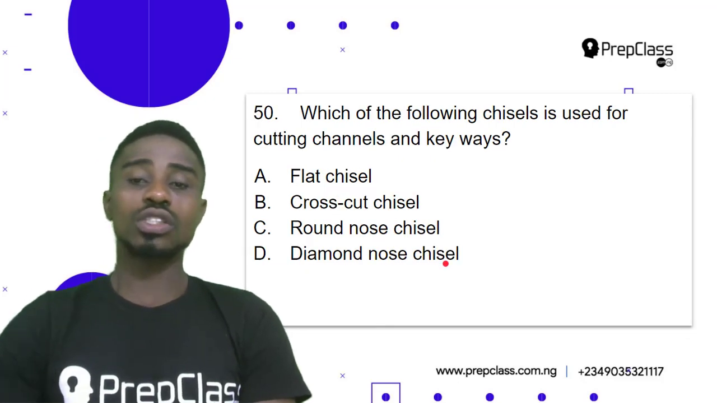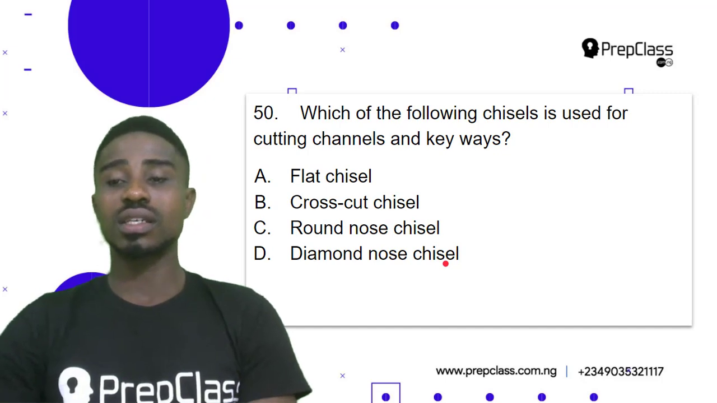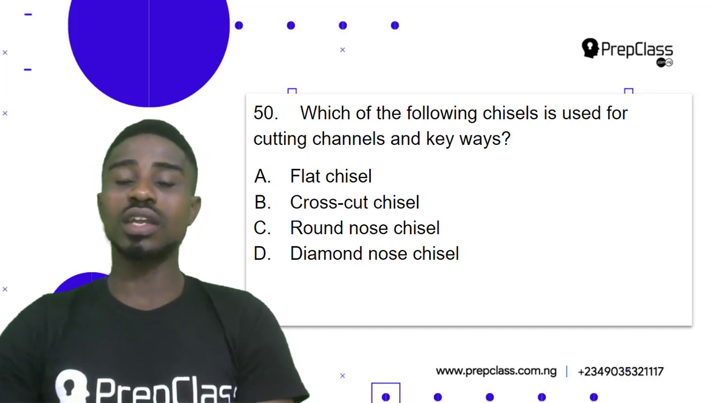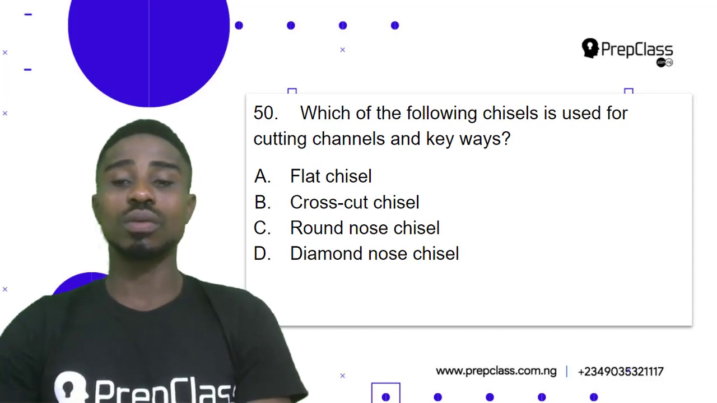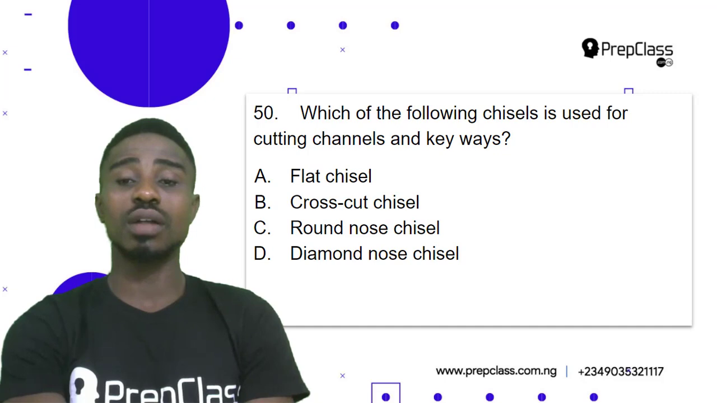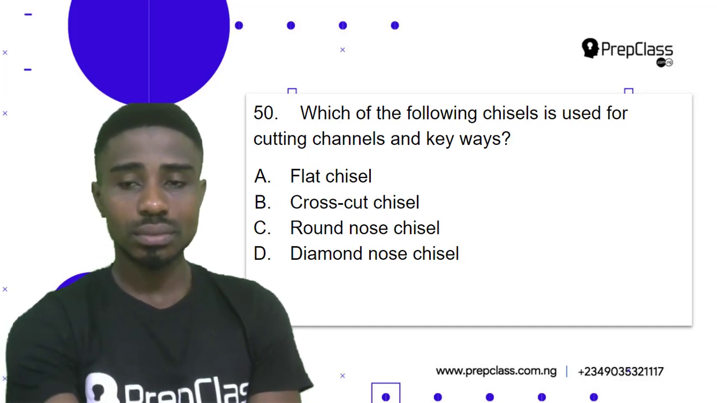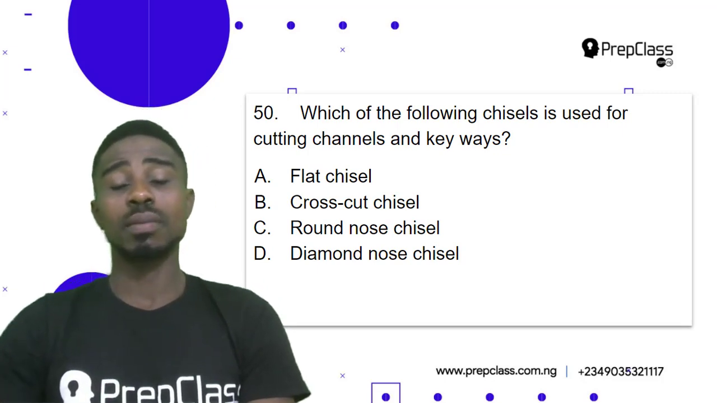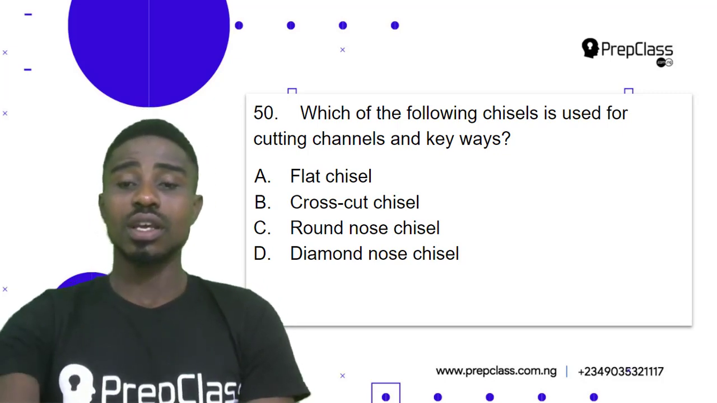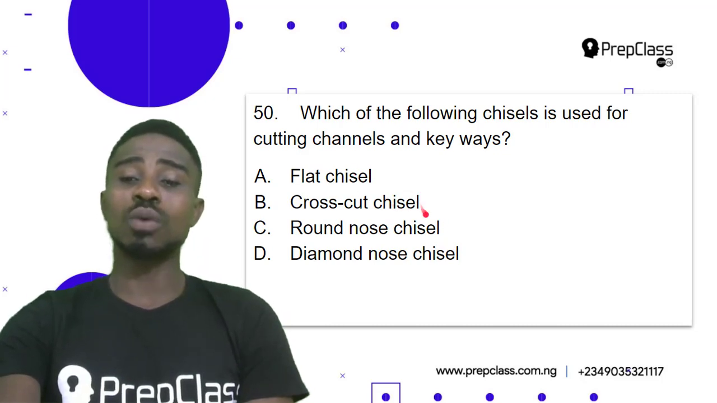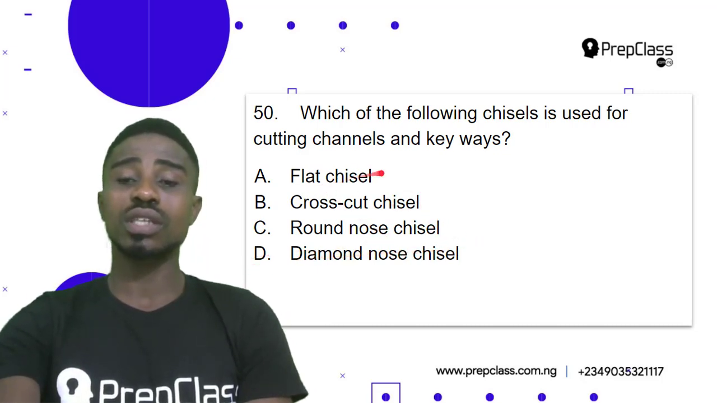Question 50. Which of the following chisels is used for cutting channels and keyways? A. Flat chisel. B. Cross-cut chisel. C. Round nose chisel. D. Diamond nose chisel. For us to carefully select the correct answer, we need to analyze all of the options by knowing their functions. Then we can select the correct answer. So, in selecting this correct answer, we will need to know the functions of all of these chisels and see which one best answers our question.